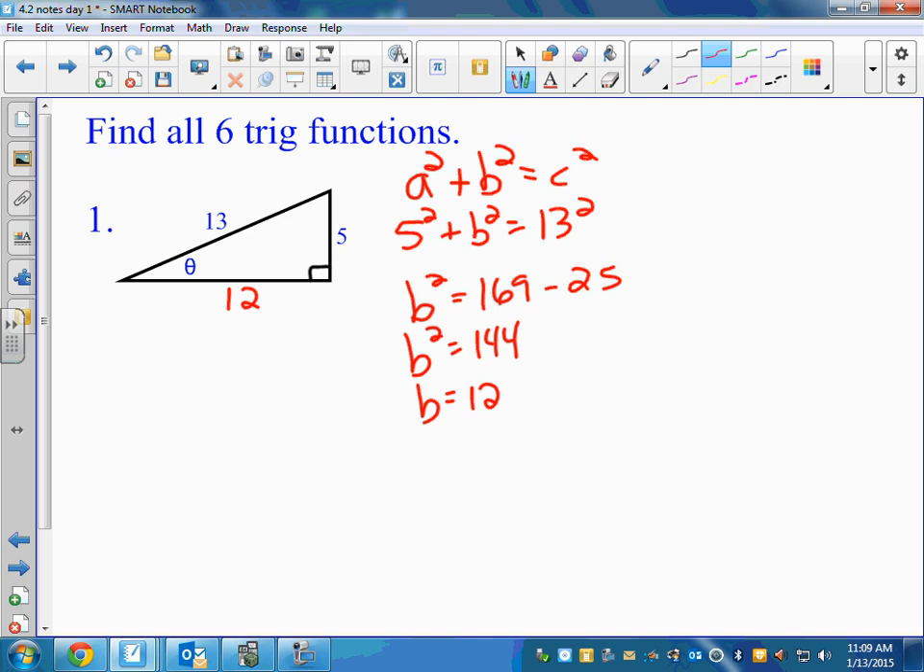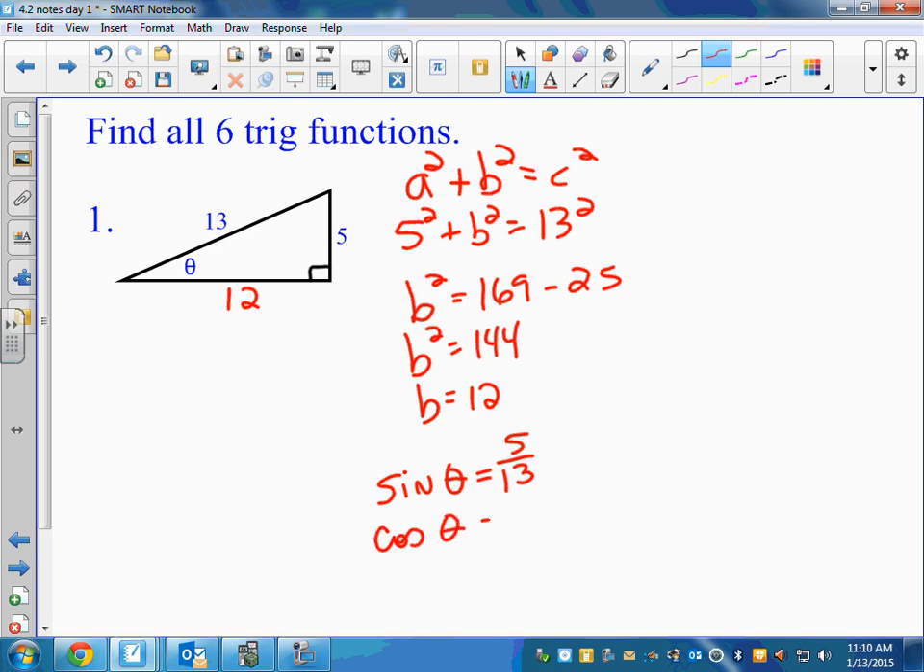So I'm going to say the sine of theta, and yes, you have to say sine of theta. Don't just say sine equals, sine of what? Sine of theta. Sine of theta, here's theta, opposite over hypotenuse is just 5 over 13.